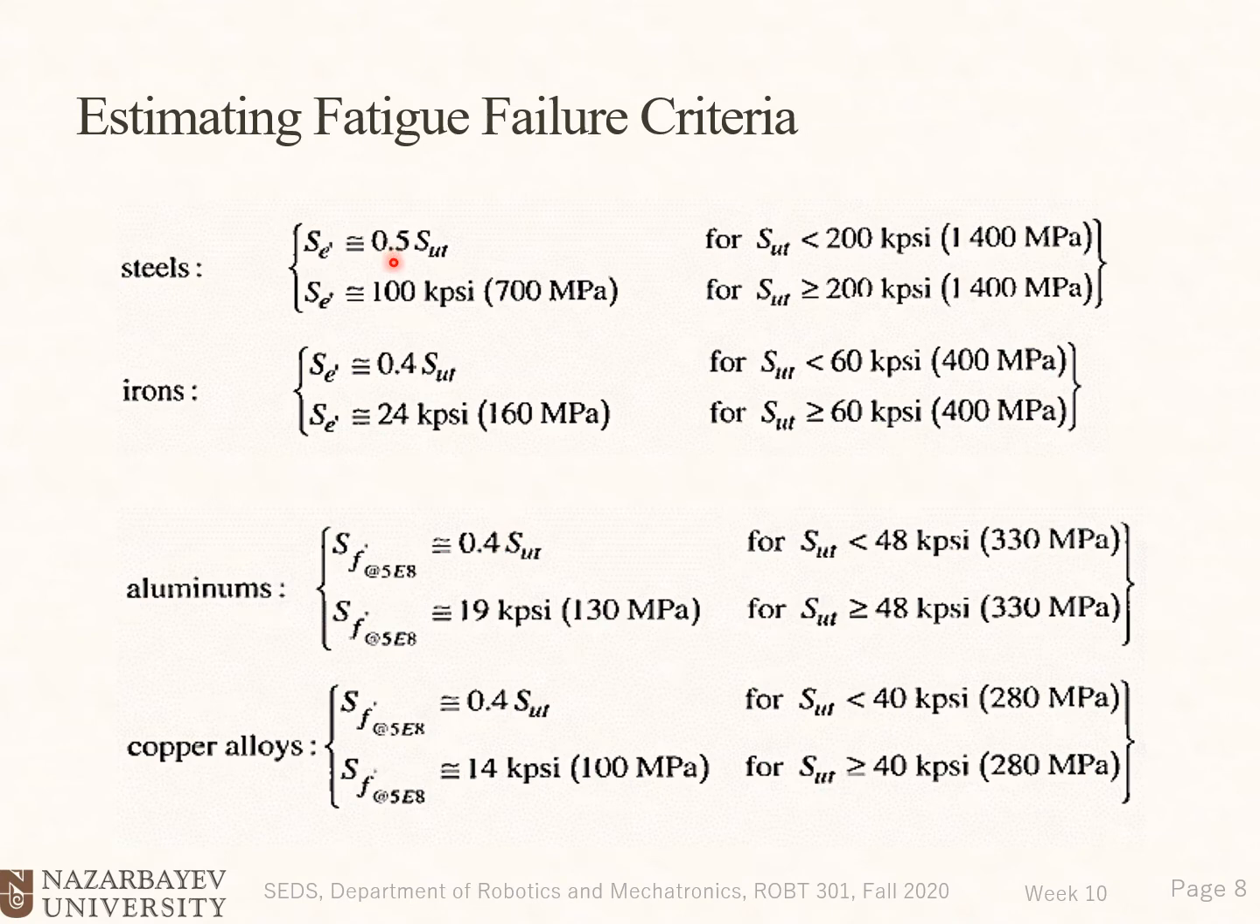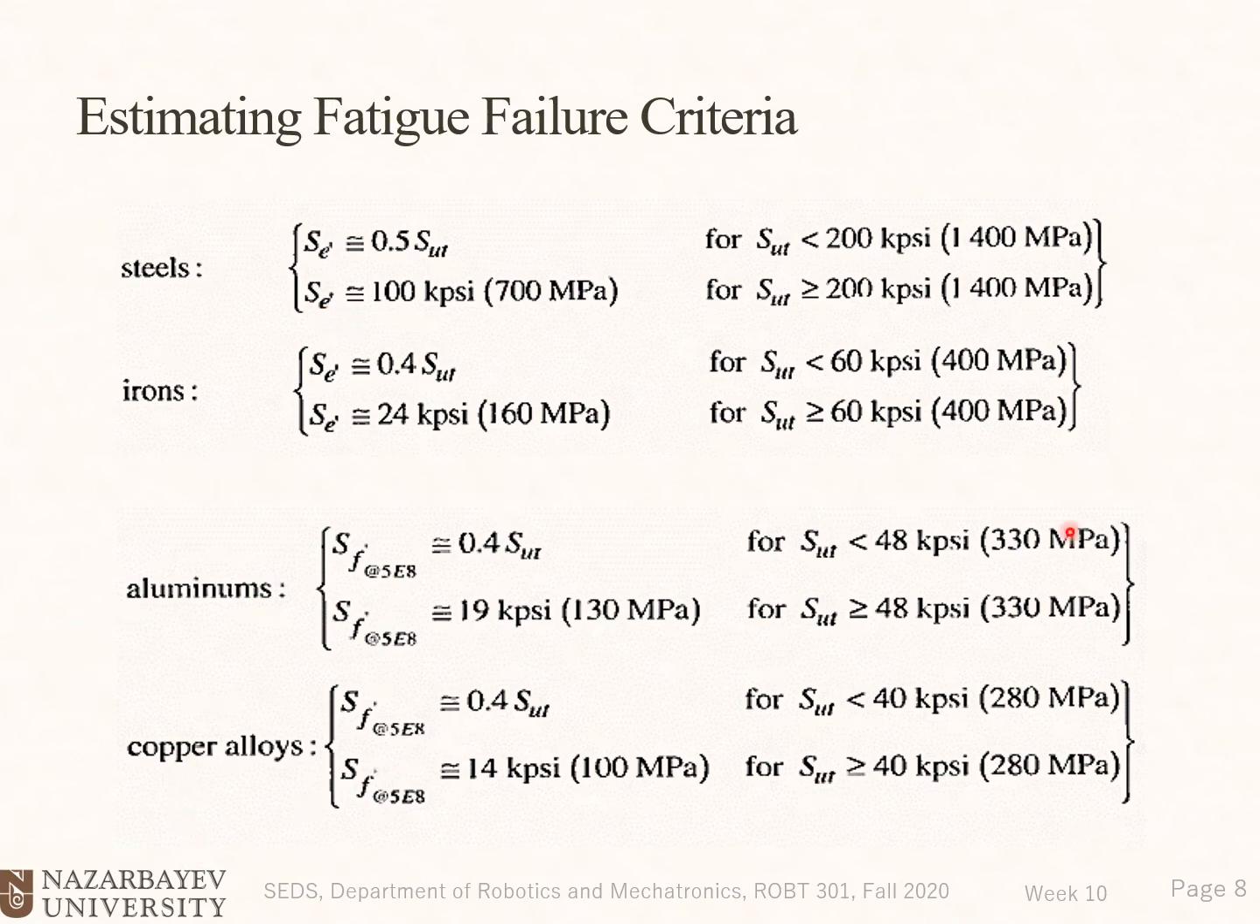So you see that anyway, fatigue strength is less than SUT. It must be less than SUT. And when the SUT is more than 330 megapascal, then it is equal to 90 kilopascal or 130 megapascal. For copper alloys, also the same story. We don't have endurance limit, and we could estimate the uncorrected fatigue strength at the 500 million cycle by these equations.